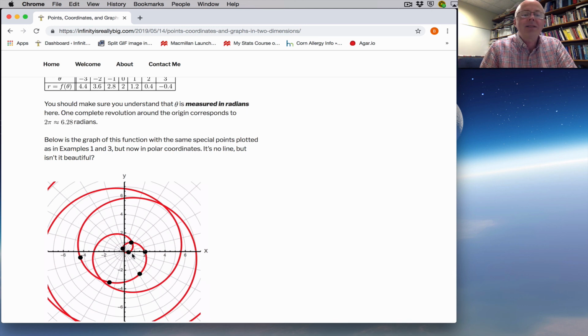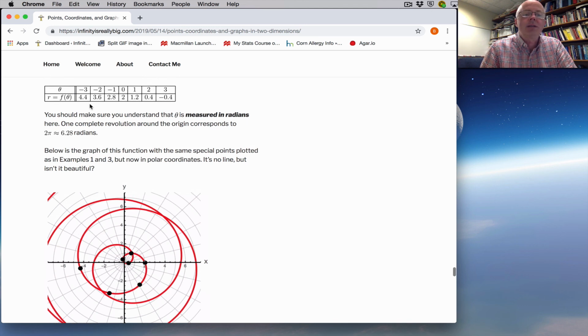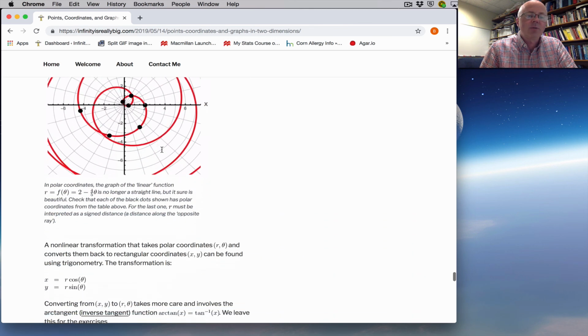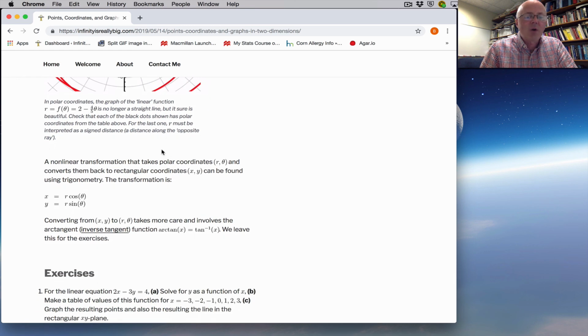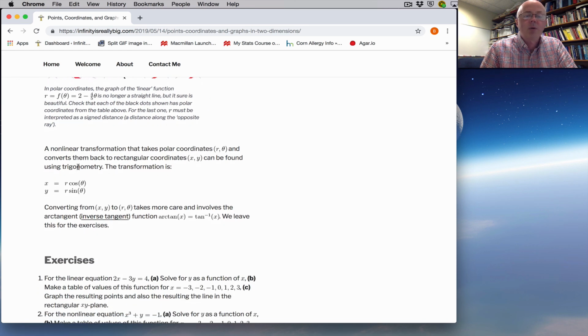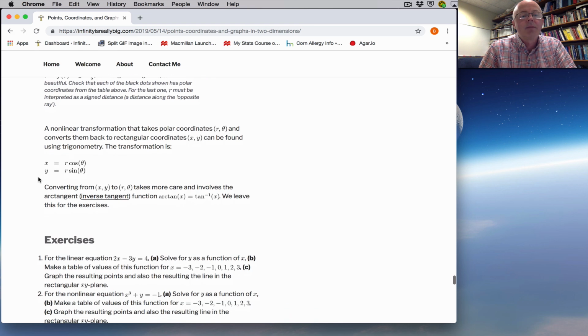But these black dots here are the polar coordinates that you get on these different values of theta up here and these corresponding values of r. So that's a beautiful thing. You can transform between polar coordinates and rectangular. This set of equations is a nonlinear system that takes polar coordinates and transforms back to rectangular coordinates.